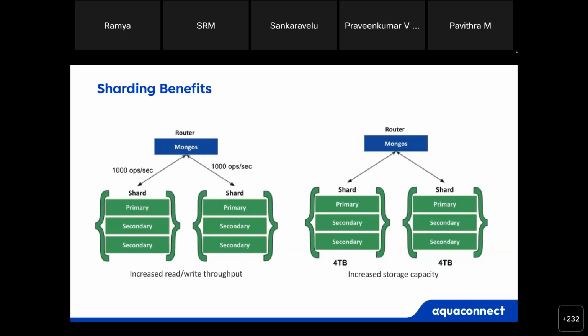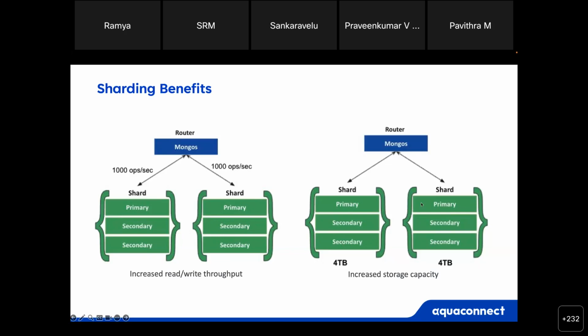So if one shard cluster can handle 1000 requests per second, and we have 4 shards, then 4000 requests per second can be handled. That's why they say it increases the read and write throughput. Throughput means how many requests you can handle in parallel within a second.